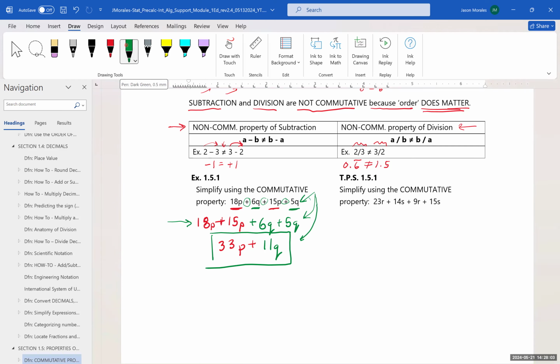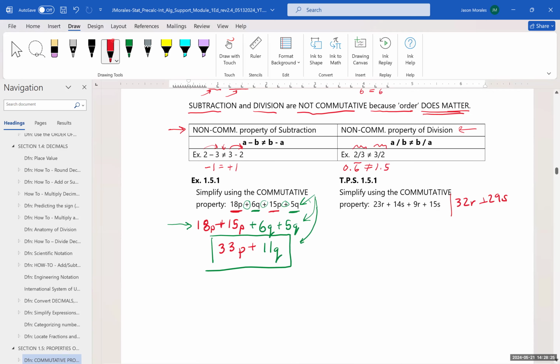Okay, so this is that example. Let me give you the answer for this think, pair, share, and then you can ask me if you have any questions regarding this answer. The answer you should get with this one is 32R plus 29S. That should be your answer.